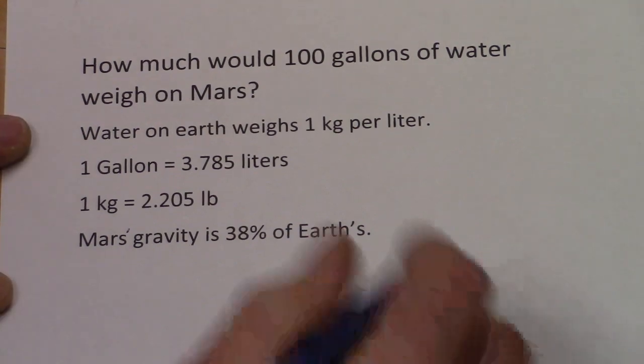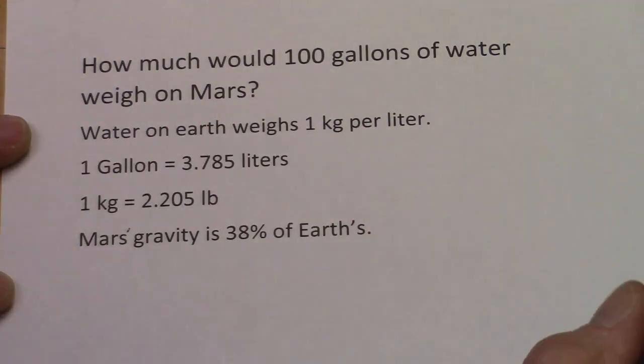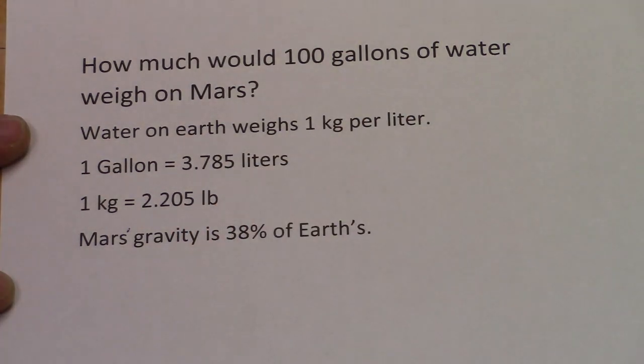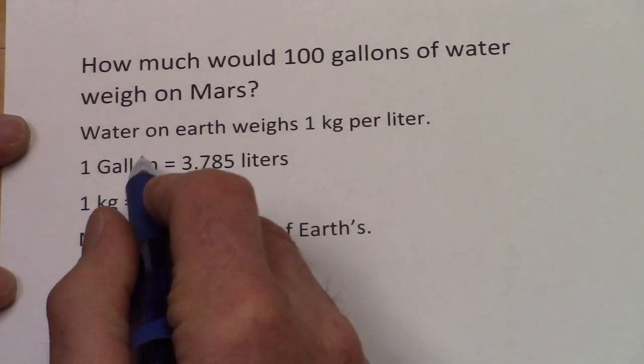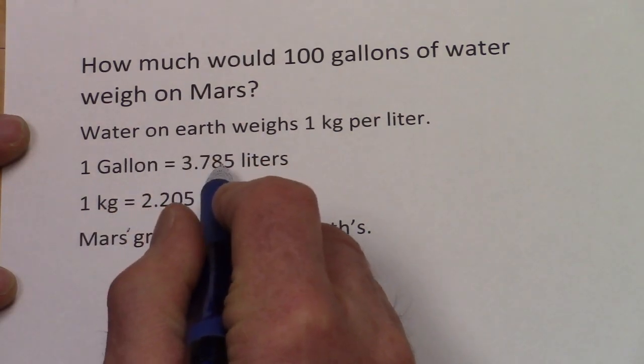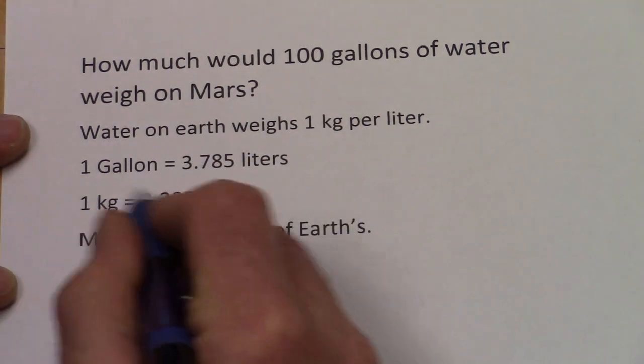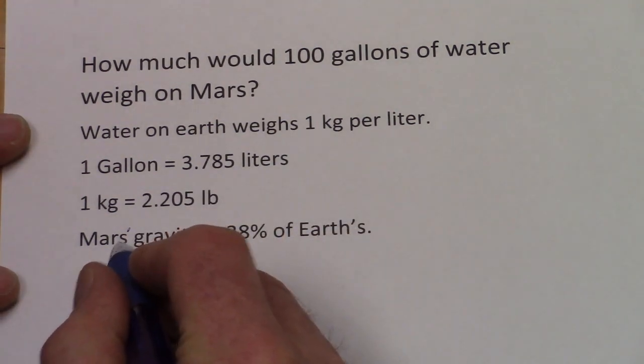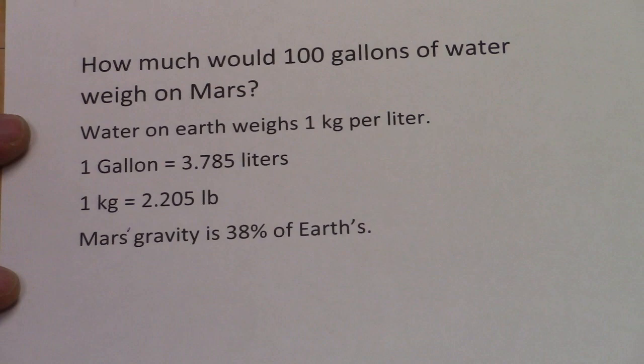Some facts we need to know are the weight of water on Earth, and it weighs a kilogram per liter on Earth. And a gallon is 3.785 liters. A kilogram is 2.205 pounds. And the Mars gravity is 38% of Earth's.